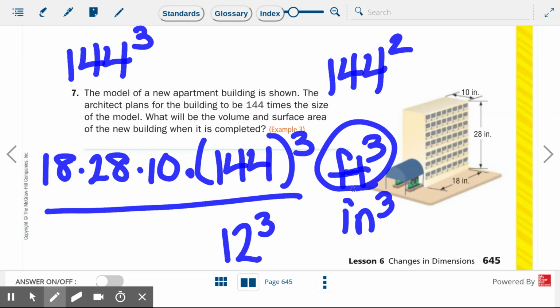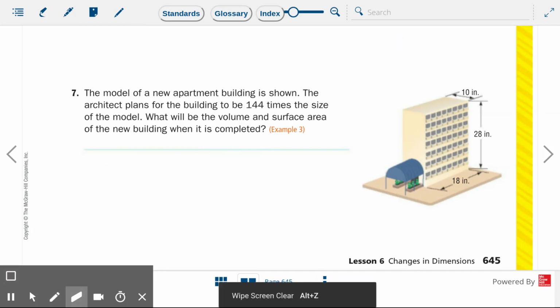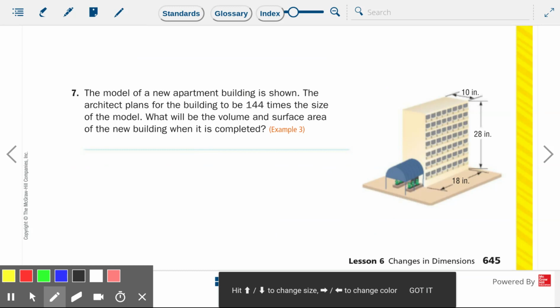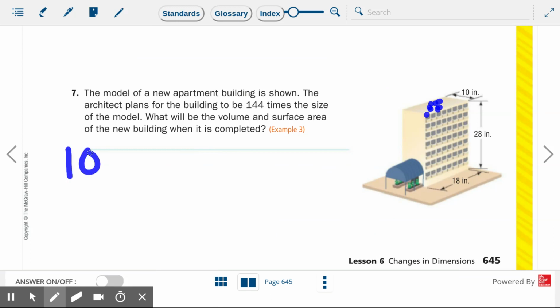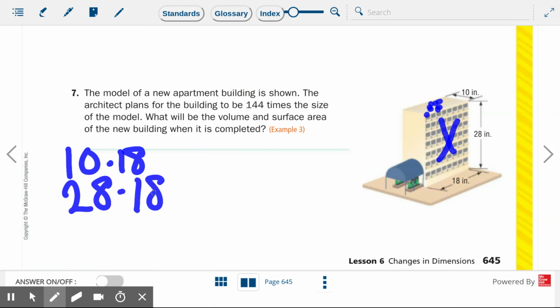And then for the surface area, again, you're going to have to do all of the surface area. Now, I guess to be picky on this, if you think about the top of this building, I think that's 10 times 18. But for surface area, you should only need one of those. You have the front and the back. Then the other side, those are 28 times 18, and you'll need two of those.